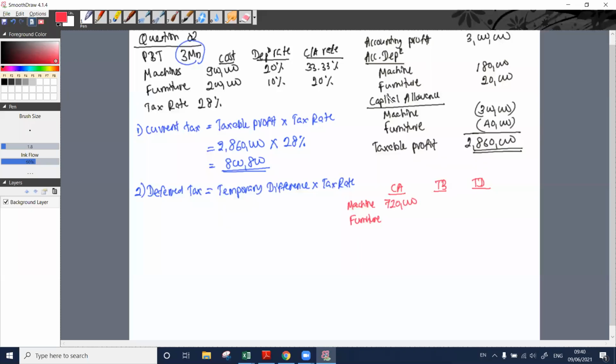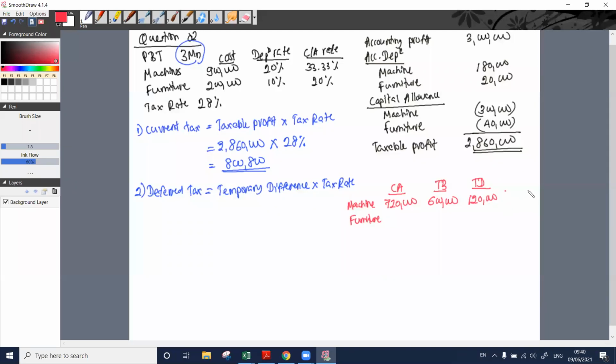Then what is the tax base? 900,000 minus the capital allowance. 900,000 minus 300,000. Tax base is 600,000. So what about the temporary difference here? There is a difference of 120,000.